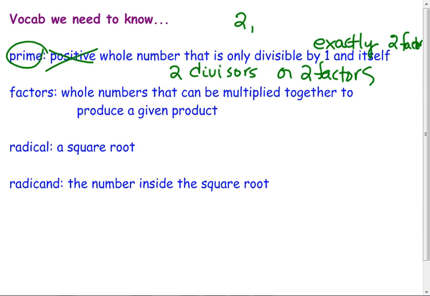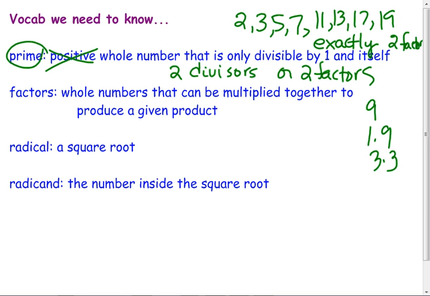What's the next prime number? 3, 5, 7. Looks like it's going to be the odds, but it's not. Is 9 prime? No, it's not prime. 9 has 1 times 9 and 3 times 3. It has 3 factors, 3 divisors. So 9 is not. 11? Yeah. 15? No, not 15. 13? No. 5 times 3? 17? 19?